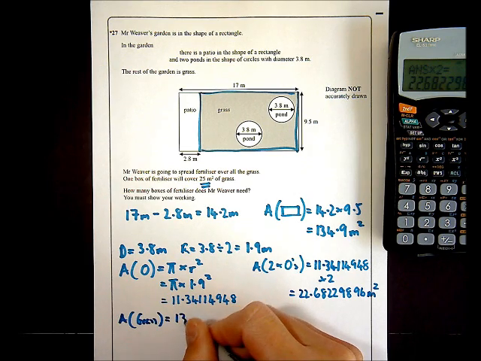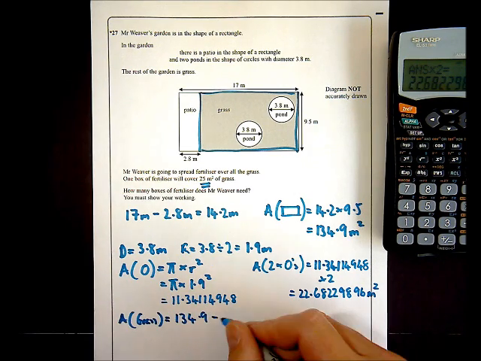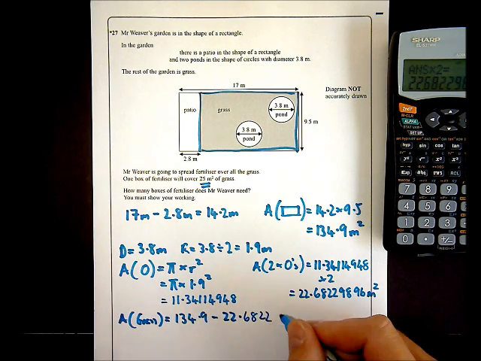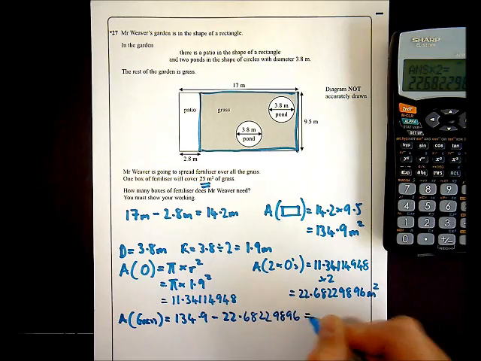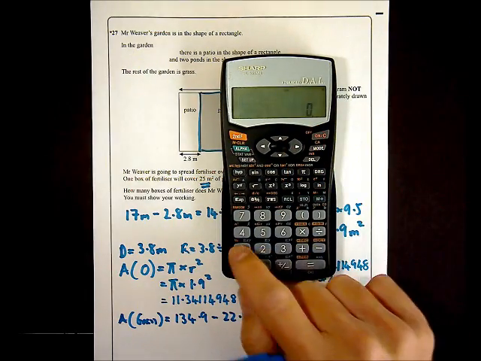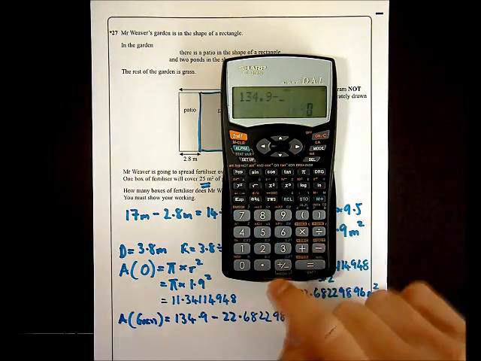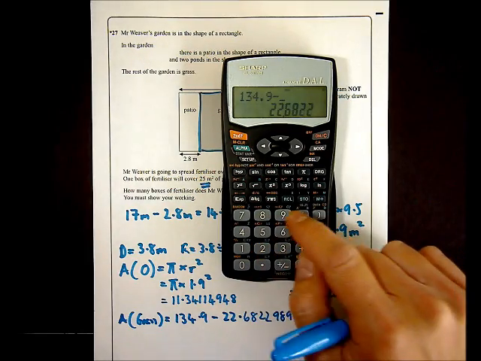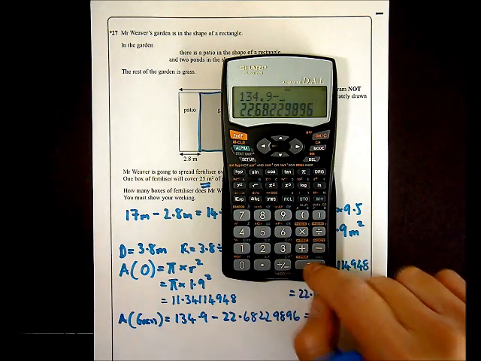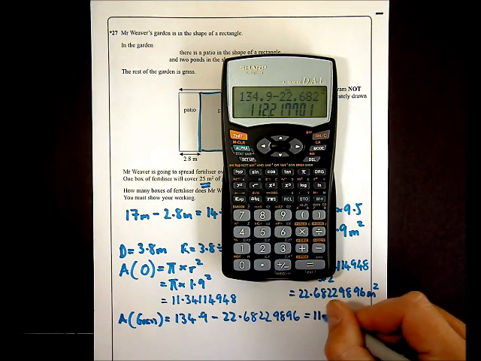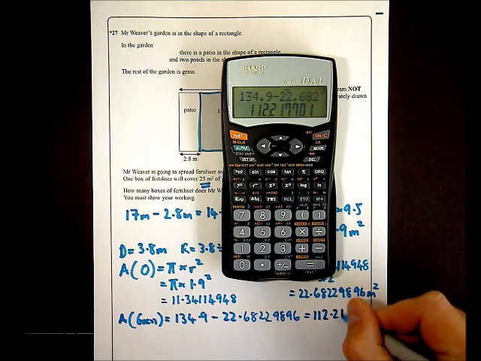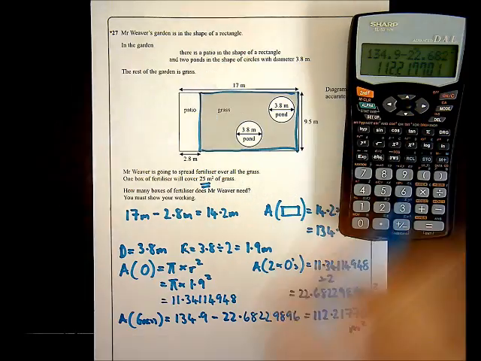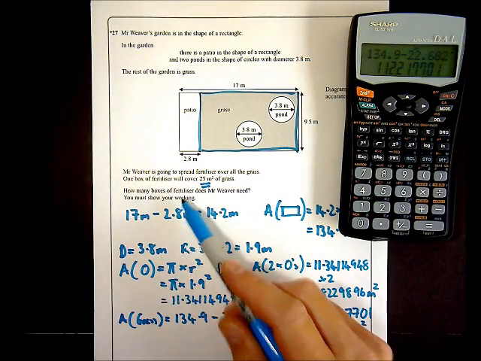So the area for the grass is 134.9 take away this whole number, 22.68229896. And then I can do that on my calculator. So 134.9 take away 22.68229896. And I get an area of grass of 112.217701 meters squared.